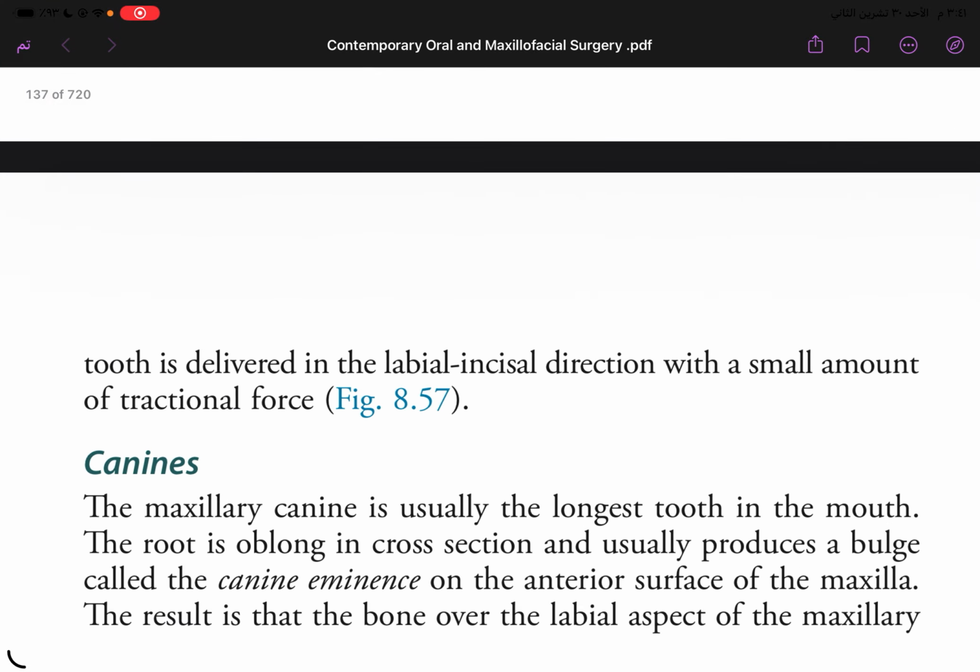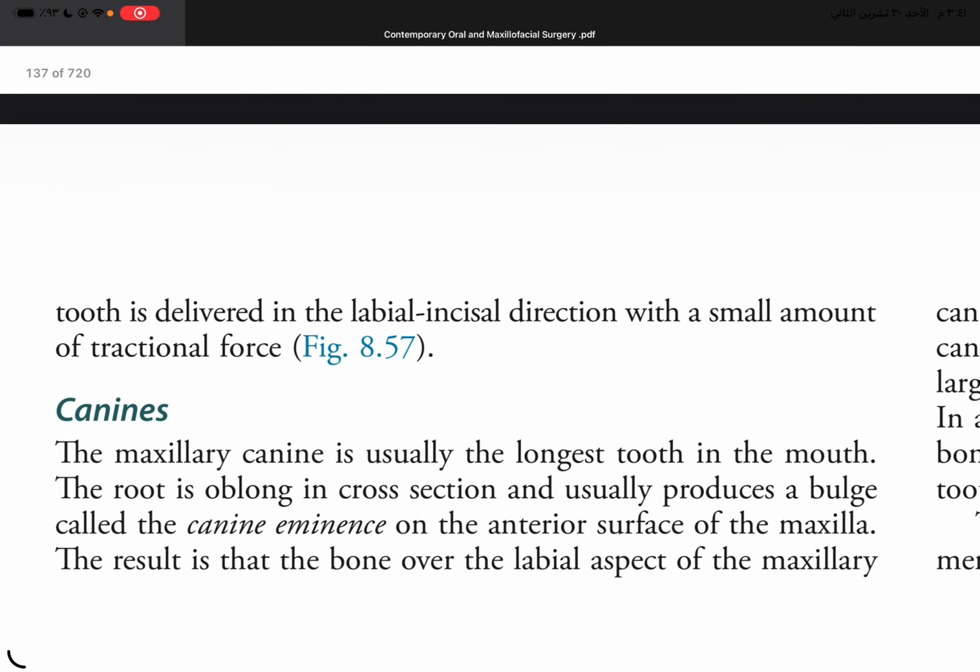The tooth is delivered in the labial incisal direction with a small amount of tractional force.